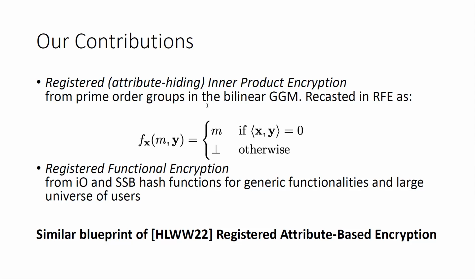This is how we require attribute hiding, essentially meaning that y must remain secret, even upon decryption, and also when the ciphertext is not decrypted. Also, we construct a general scheme for registered functional encryption for generic functionalities and a large universe of users, from indistinguishability obfuscation and a somewhere statistically binding hash function.